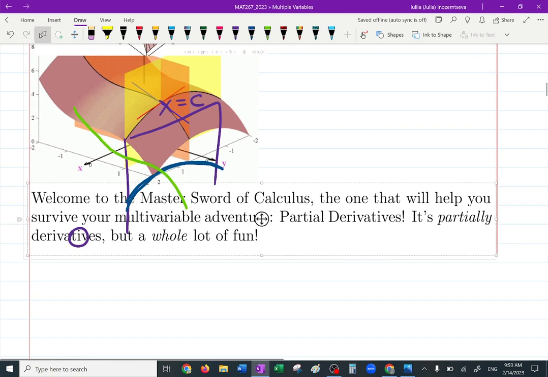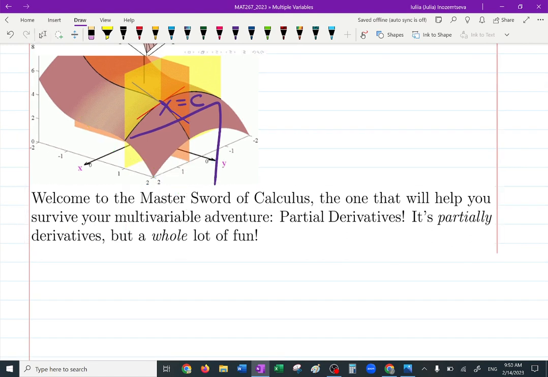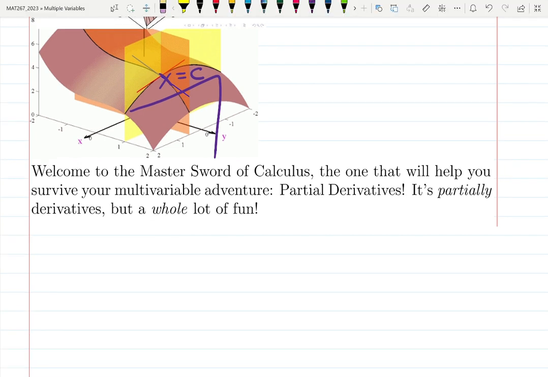Let's see. Welcome to the master sword of calculus. That is true. It's a sword because it's slicing, and it's very important. The one that will help you survive your multivariable adventure. That is true too. Partial derivatives. It's partially derivatives, but a whole lot of fun.